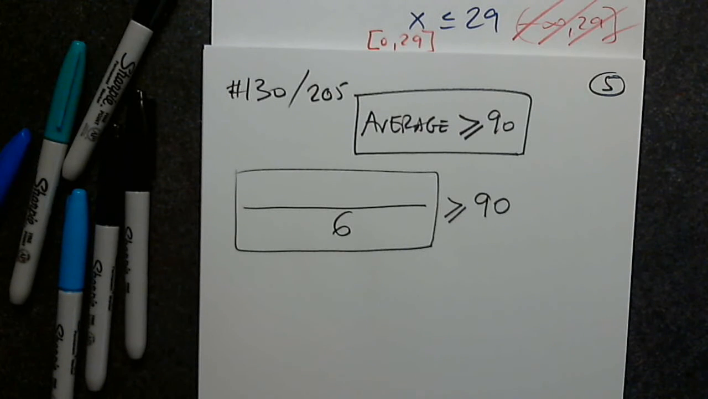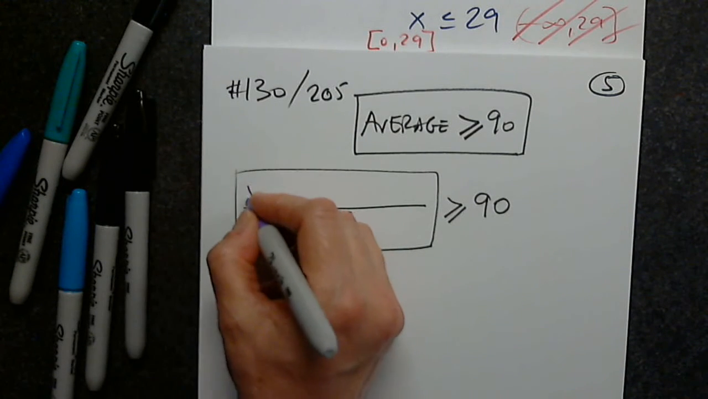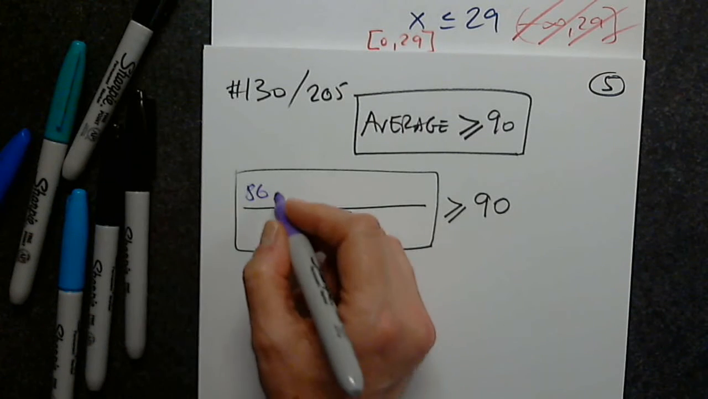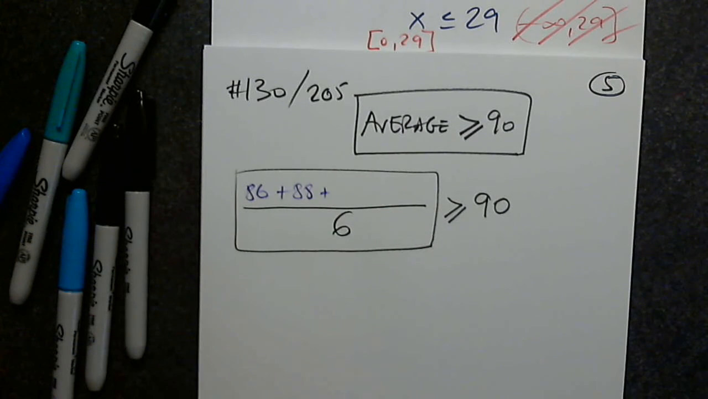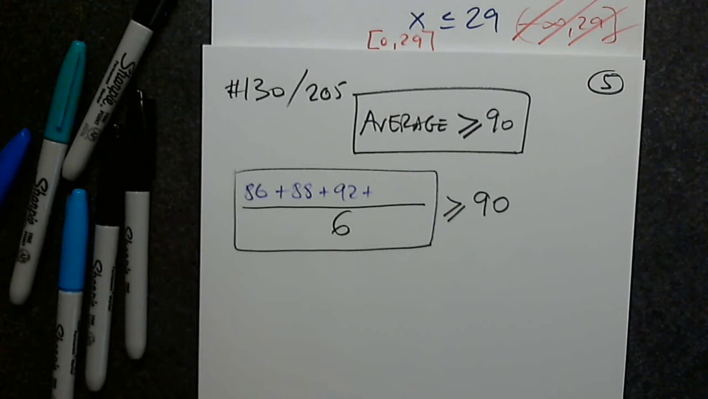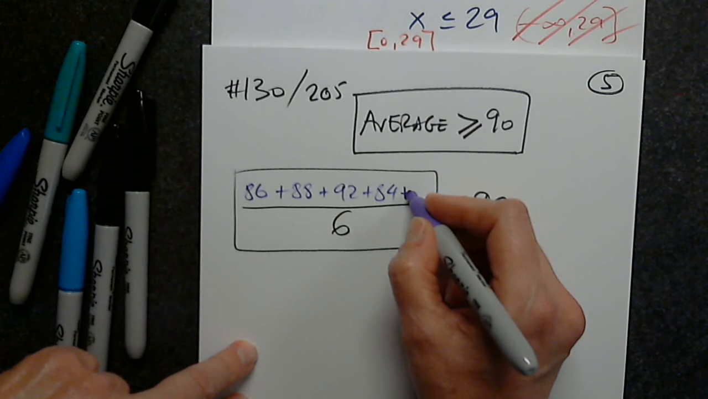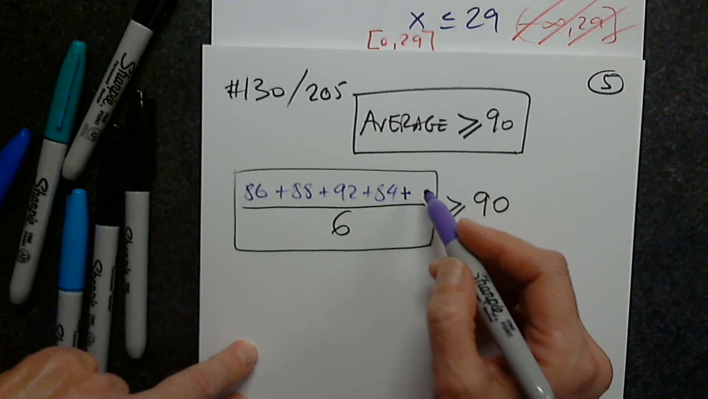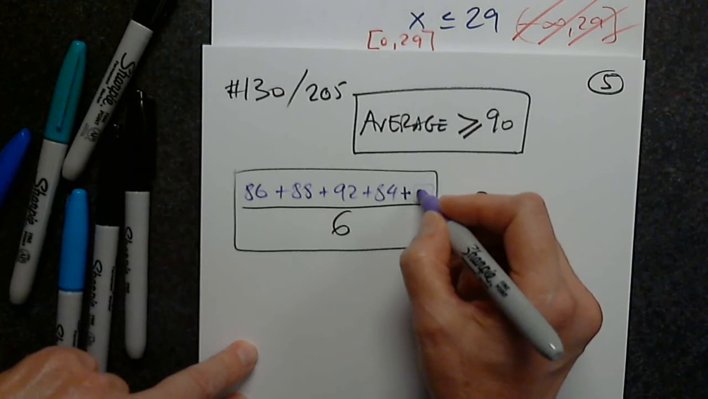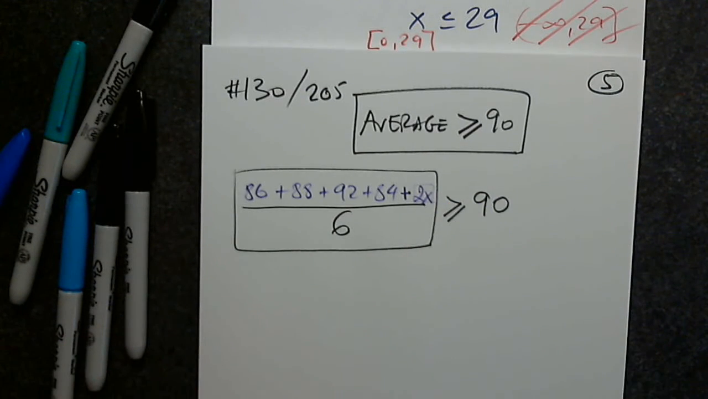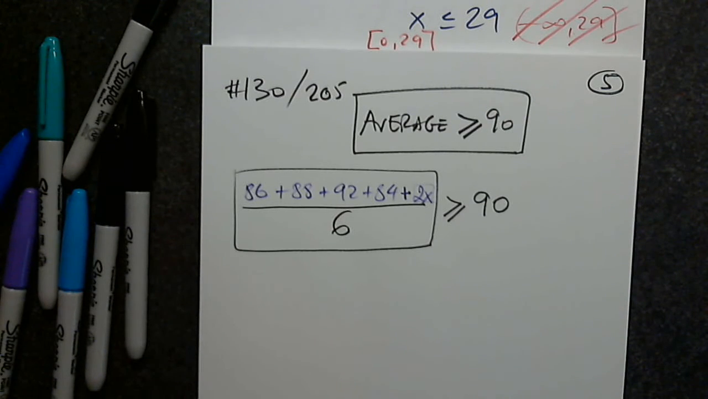Now let's see. They're telling us that we have 86 on the first test, 88 on the second one, 92 on the third one, 84 on the fourth one. And then we have an unknown counted twice. What should I write in here? 2x. So it's plus x and plus x, but that's 2x. An apple plus an apple. Any questions so far? This is an inequality that we have to solve.